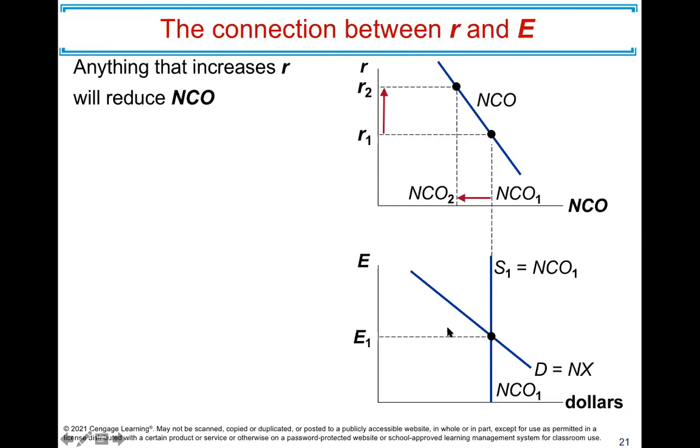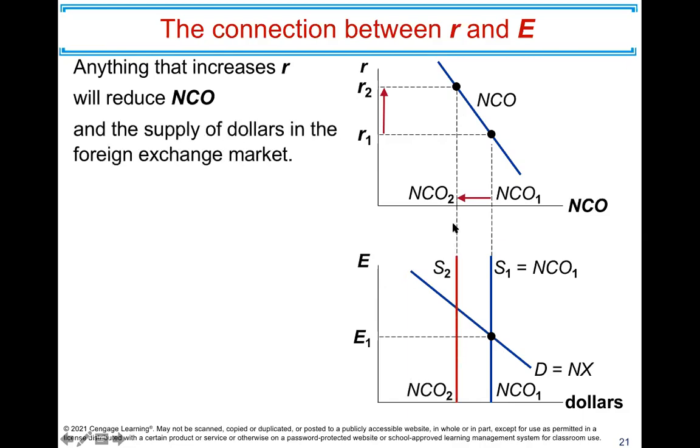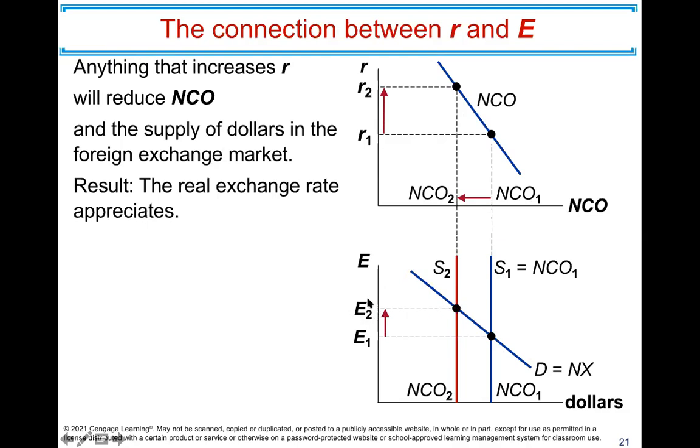Remember, what market is this? This is the foreign exchange market that determines some exchange rate. And now, when we say the interest rate went from R1 to R2, that changed my NCO. And as a result, I bring this straight down, and now I've got my new supply curve. And at my new supply curve, demand hasn't changed. What happens? We have a new exchange rate.